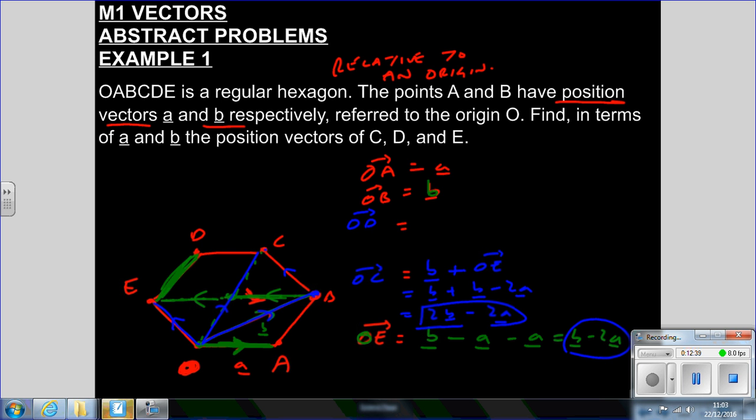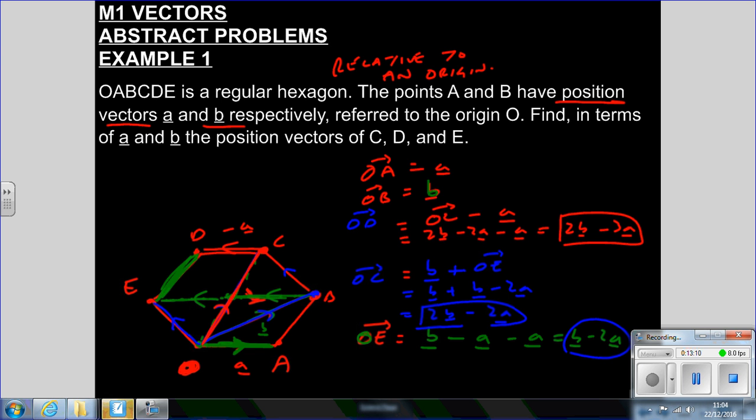And now I want O to D. Well, how do I get from O to D? Again, you should be screaming at the video, because if I follow O to C again and then I go backwards, that length O to A, but it's in the backwards direction, isn't it? That's the same as minus A. So if I go O to C first, minus A, I know that O to C is 2B minus 2A, and now I've got minus A again, so that gives me 2B subtract 3A, and it's done. Next.